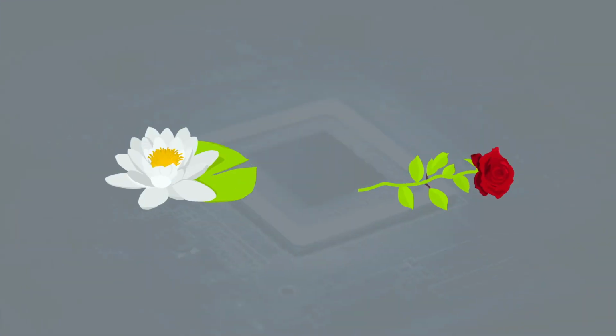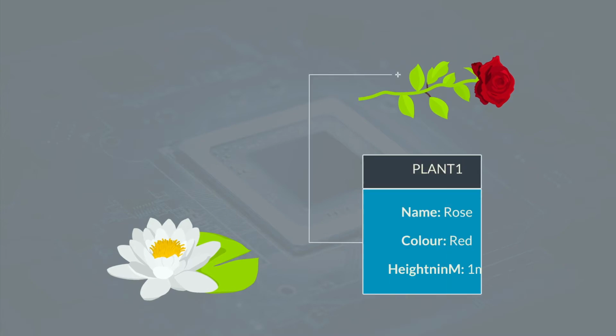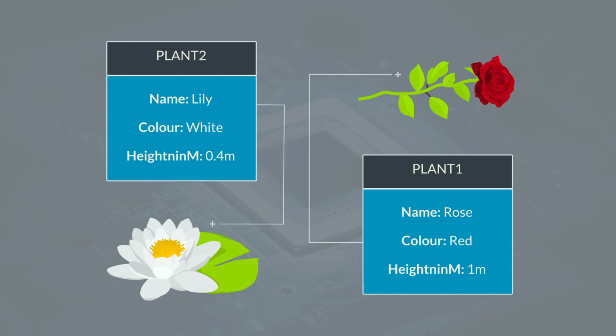Once you've declared a class, you can create instances of it. So we have a plant class, and then we can write code to declare a plant called the rose, and another that is a lily, and we can set each one to have a colour and a size, etc.